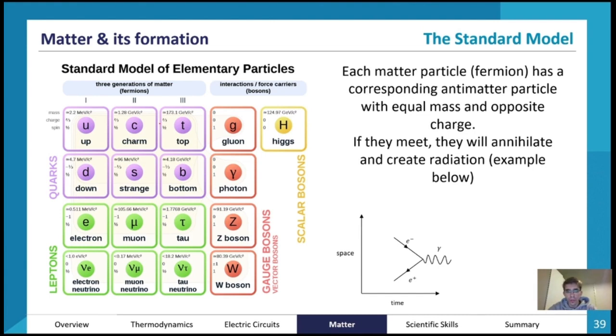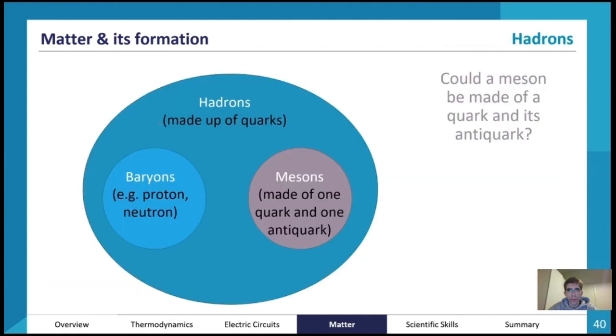quarks and antiquarks. Antiquarks are the antimatter of quarks, and when quarks and antiquarks collide, they will lead to radiation because they will annihilate one another. They are basically the opposite of each other, like two matters which are the opposite, right? Now, when we categorize quarks, we say that baryons and mesons are under the umbrella of hadrons.